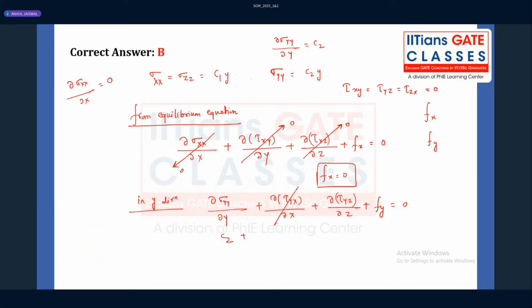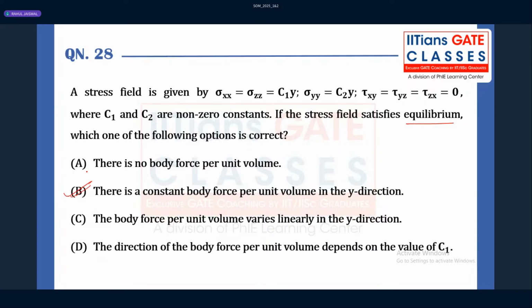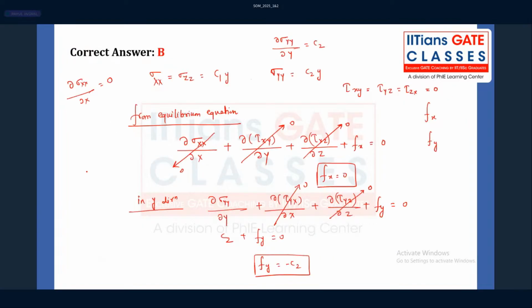Dou tau yx upon dou x, this term is 0 because tau yx is 0. Tau yz is also 0, so this term will be 0. Plus fy that is equal to 0. So what is the fy value? It is minus C2. So here we are getting a constant body force per unit volume in the y direction. So which of the following options is correct? B will be the correct answer for this question. So again, it is a straightforward question from the equilibrium equations.